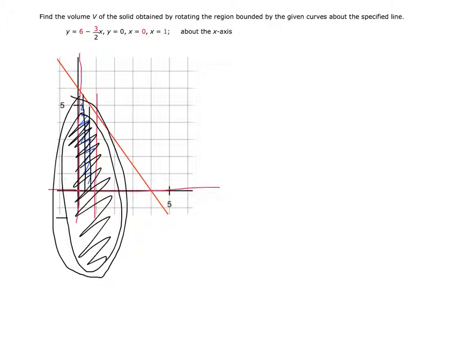So we think about, well, how do we find the volume of a cylinder like that? We find the area of a face and then multiply it by its thickness. So in order to do this, we'll find the area of this face, which is found by pi r squared for a circle. Well, the radius is going to be this line, 6 minus 3/2 x.